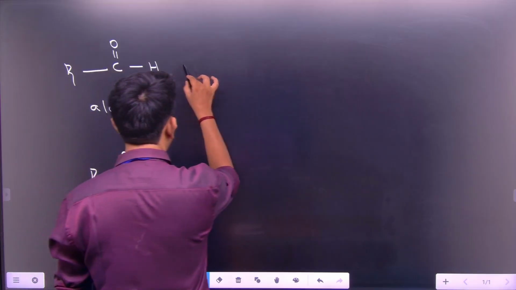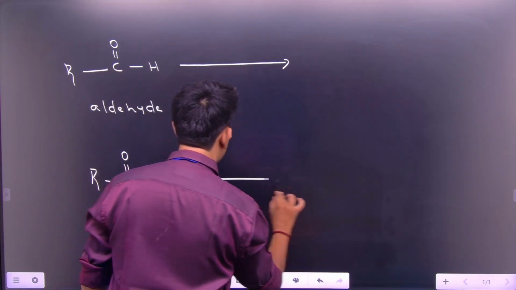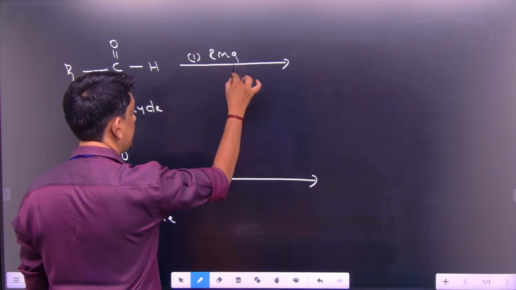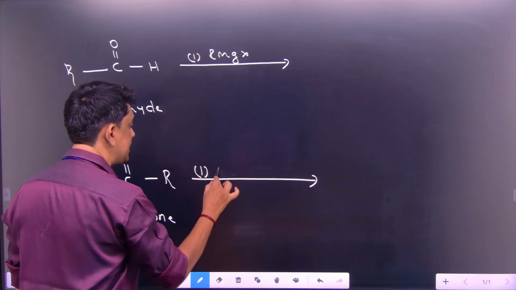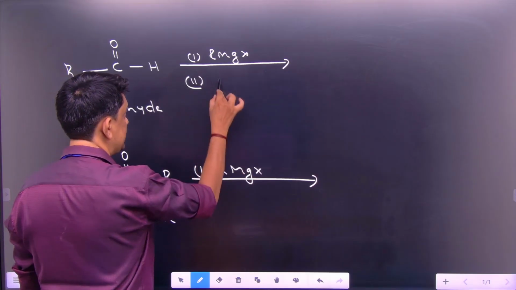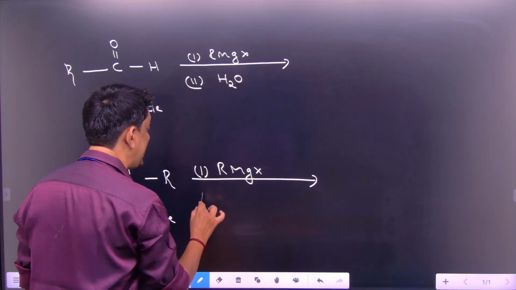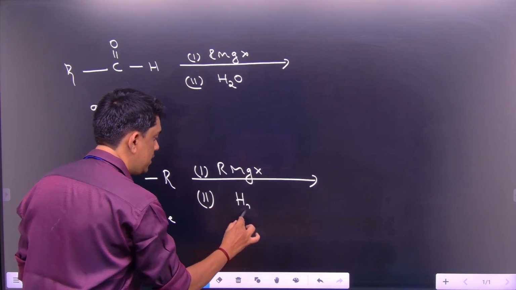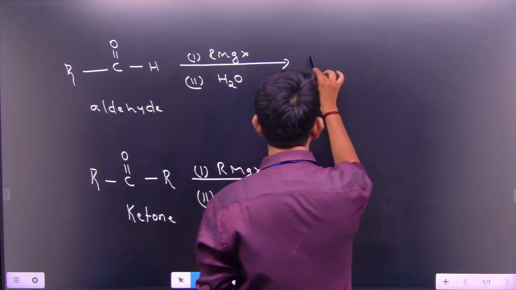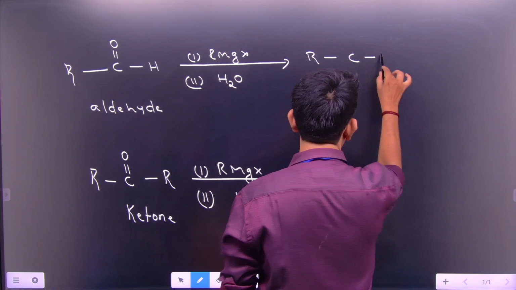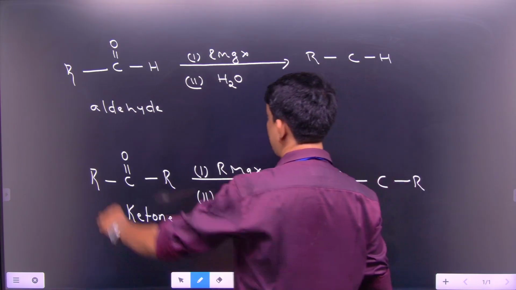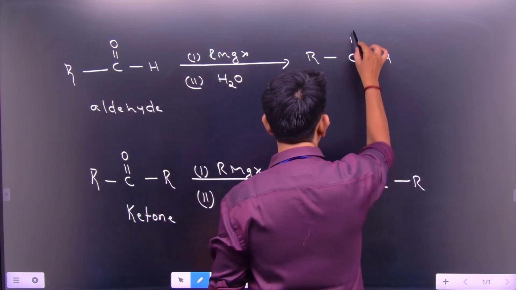So we are writing the reaction of carbonyl compound with the Grignard reagent. RMgX is the general formula, followed by hydrolysis. For writing the product here, we use a trick. The trick goes like this: everything you should write as it is. The only change you make is O into OH.